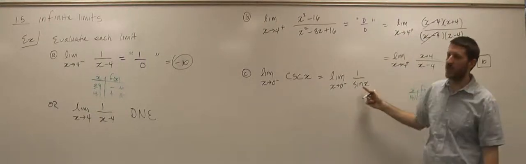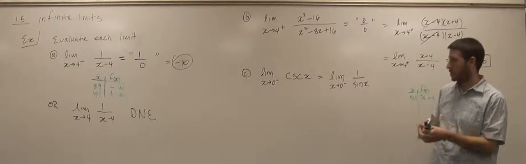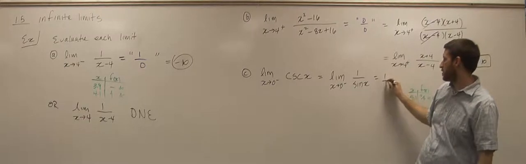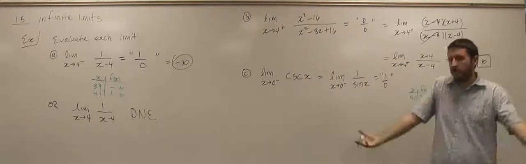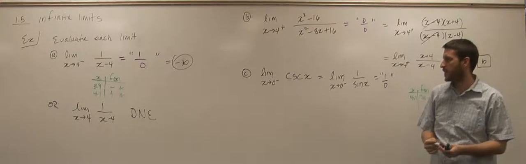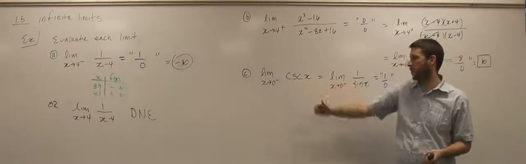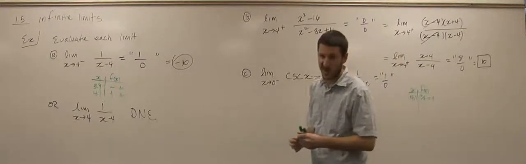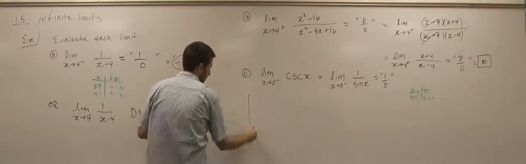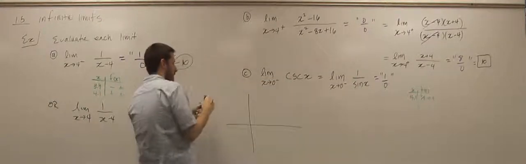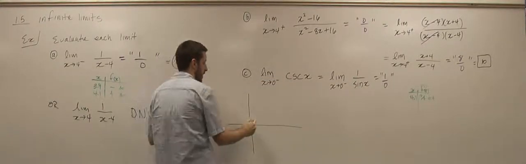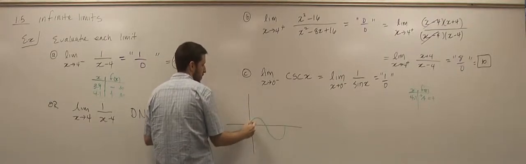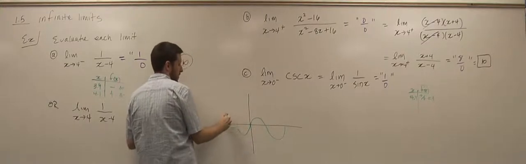And if you plug in 0 to sine, sine 0 is 0. So this is one of our infinite limit forms, right? It's a non-zero constant over 0. Then we just have to figure out whether it's positive infinity or negative infinity. You can either go to the graph of cosecant or plug in a number slightly less than 0. It's up to you. You guys know what the graph looks like? Cosecant, since it's the reciprocal of sine, I would start with a sine graph. Sine starts from the origin, 0, 0, and goes like this.